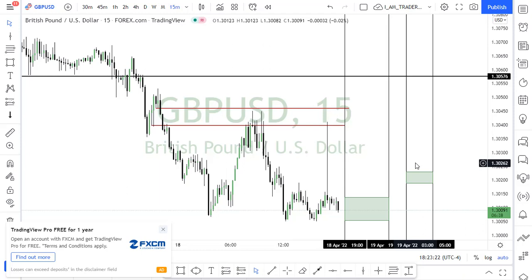Exactly. The London session also has an 80% probability of making the high of the day in a bearish market environment. If today is going to be a bearish day, the high of the day should form inside of the London session kill zone, which is 2 a.m. to 4 a.m. That is when the high of the day will form.